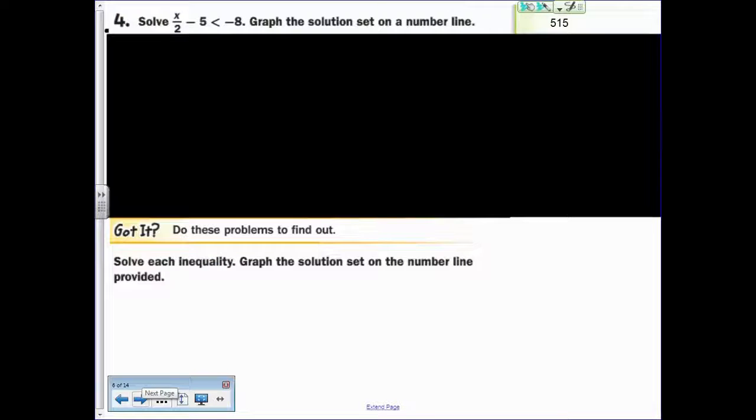Take a look at example 4. X divided by 2 minus 5 is less than negative 8.